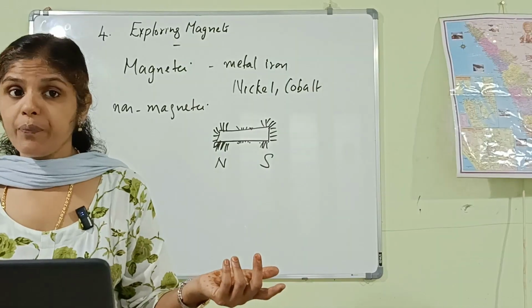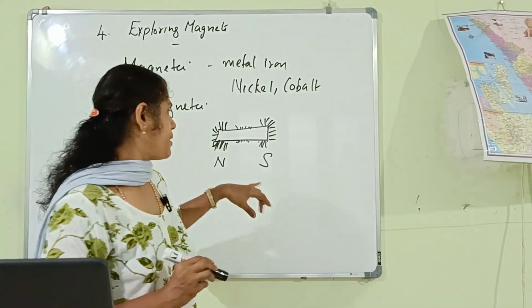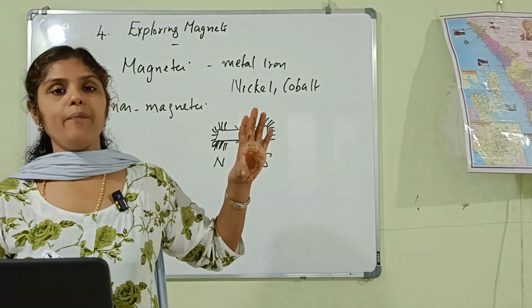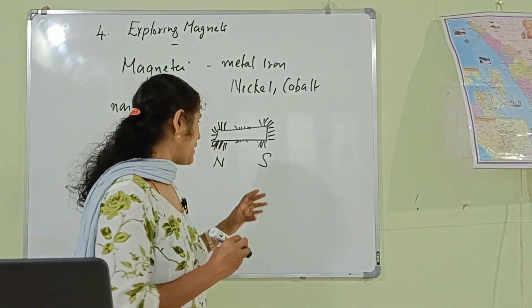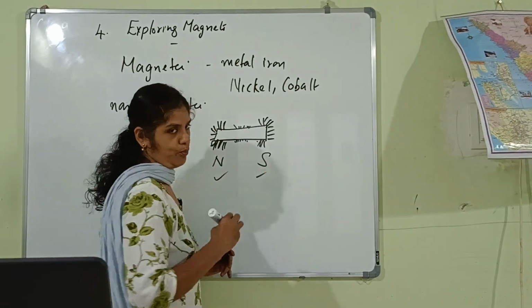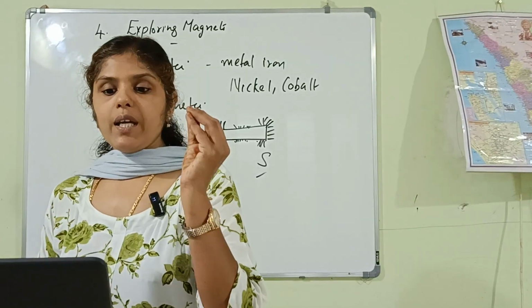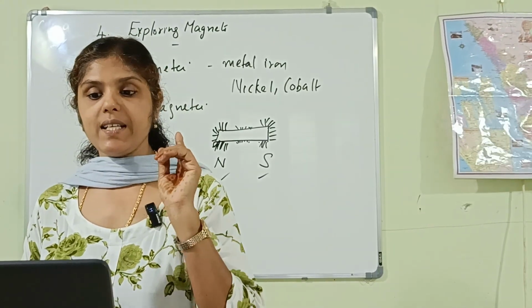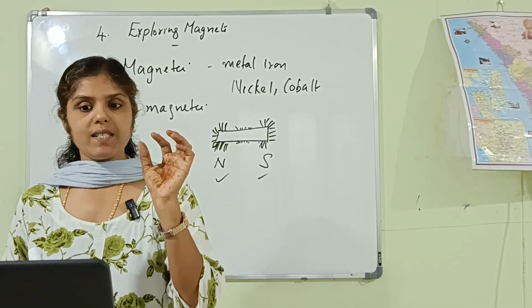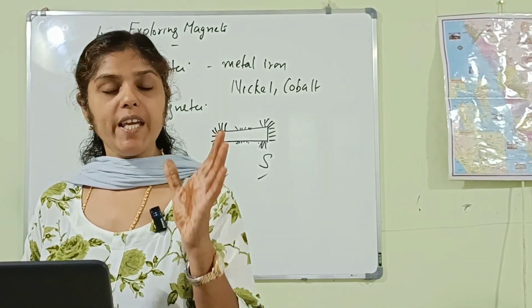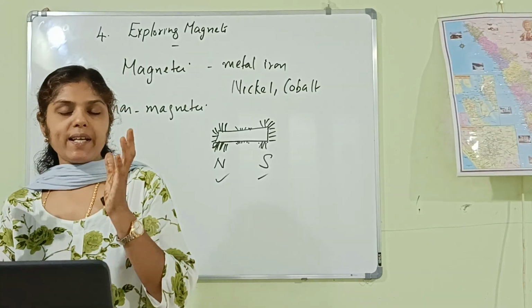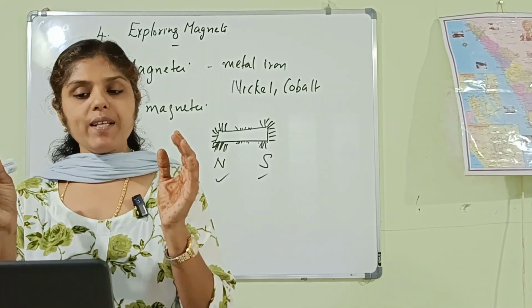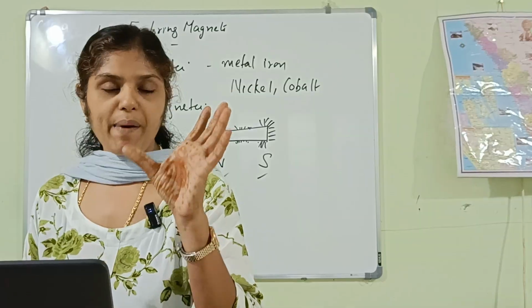How can you distinguish it? A magnet always has a north pole and a south pole. So here you must understand the first fact: most of the iron filings stick to the poles of the magnet of any shape. Let the magnet be of any shape, the iron filings stick to the poles of that magnet.